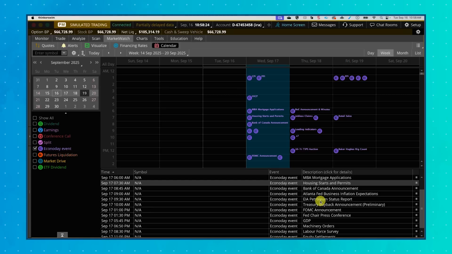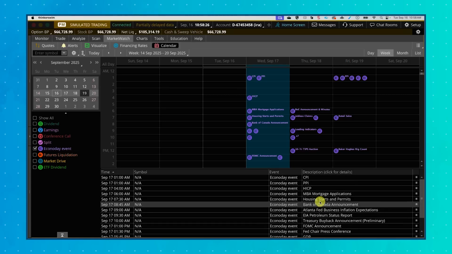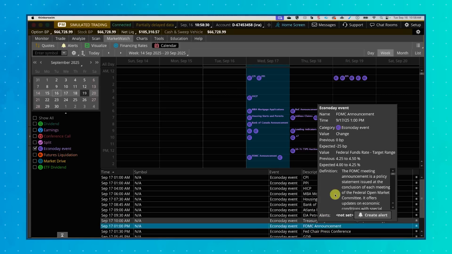What we're going to do is come down in the list here and find that FOMC announcement right here. You see it's at 1 p.m. Central Time, and I'm going to click on that button, and you'll see it tells us right here, 9/17, 1 p.m., previous zero change, to tomorrow expected 0.25% or 25 bips. If you weren't aware of this or you wanted to, you could actually create an alert for yourself to stay in touch with this type of event that's coming up. But for the purposes of this demonstration, we're just going to go ahead and skip that part.